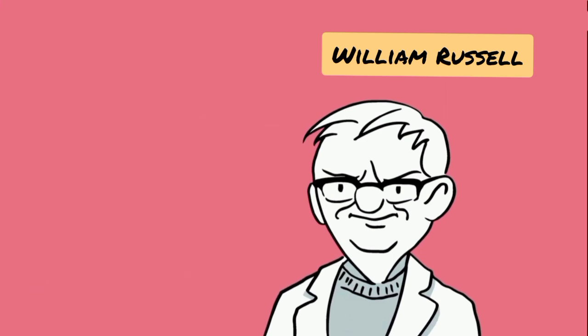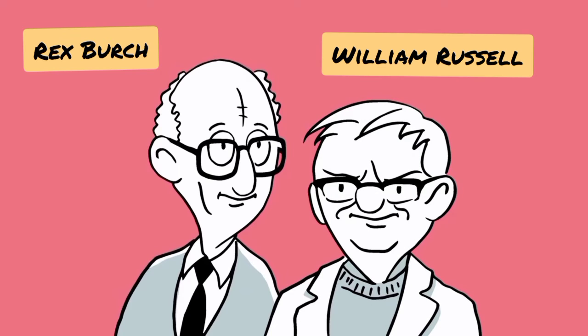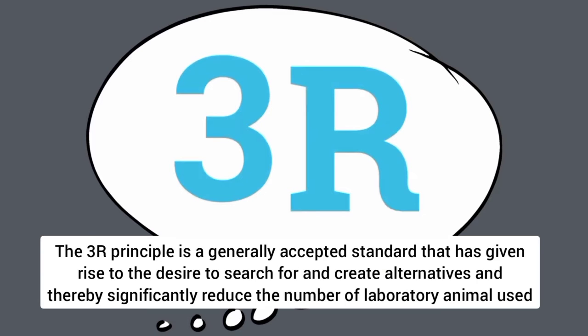Zoologist William Russell and microbiologist Rex Birch developed the 3R principle in 1959. The 3R principle is a generally accepted standard that has given rise to the desire to search for and create alternatives, and thereby significantly reduce the number of laboratory animals used.